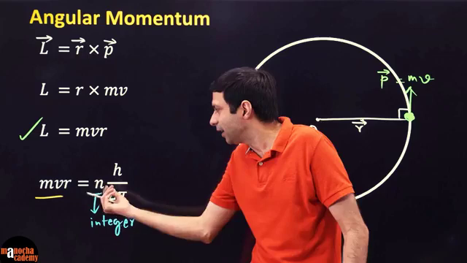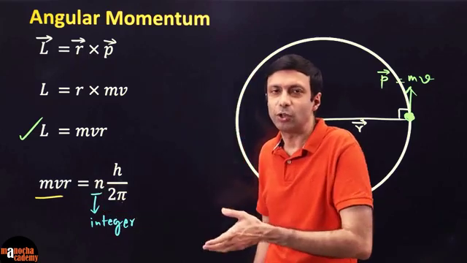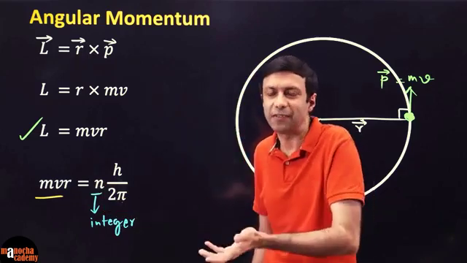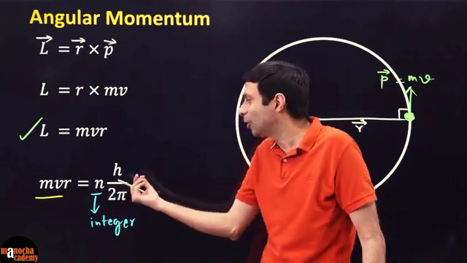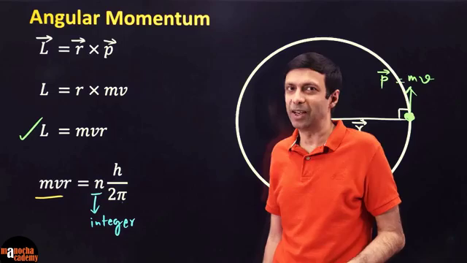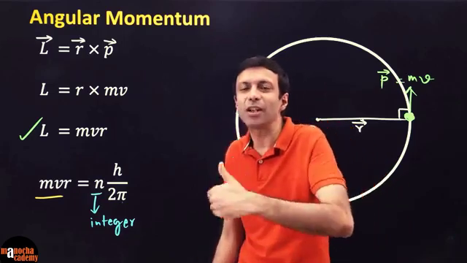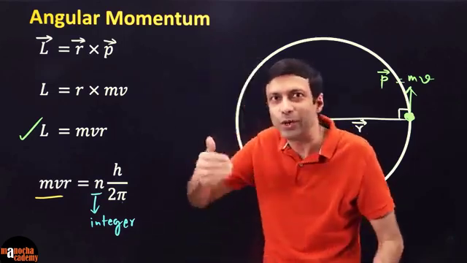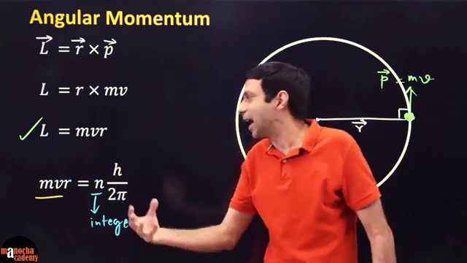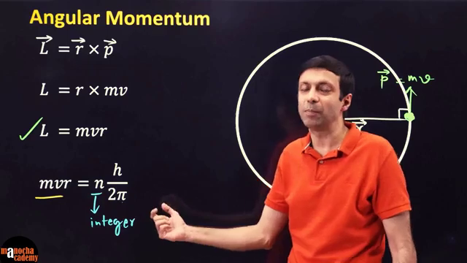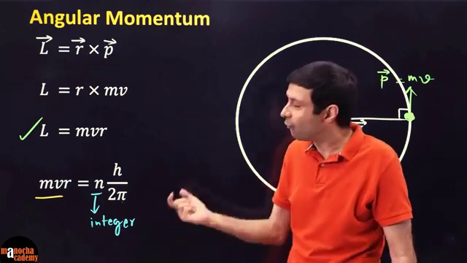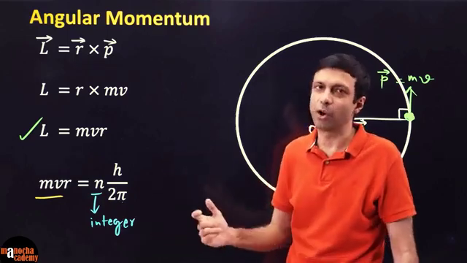But you cannot have it like 1.1, 1.2, 1.3 or 2.7. No random values like that, right? It has to be integer multiples of h by 2 pi. So that is why we call this a quantization condition. You can only go in certain steps. So the angular momentum, again I'm repeating, has to be integer multiples of h by 2 pi. Very, very, very important equation.